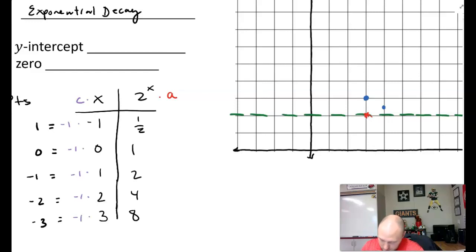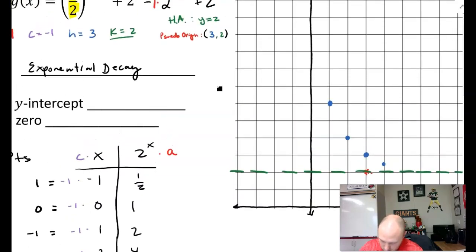Instead of going right 1, up 2, I'm going to go left 1, up 2. And then once you have the direction, it's very, very easy. I'm going to go left 2, up 4, and then left 1, 2, 3, up 8. 1, 2, 3, 4, 5, 6, 7, 8, 9, 10.